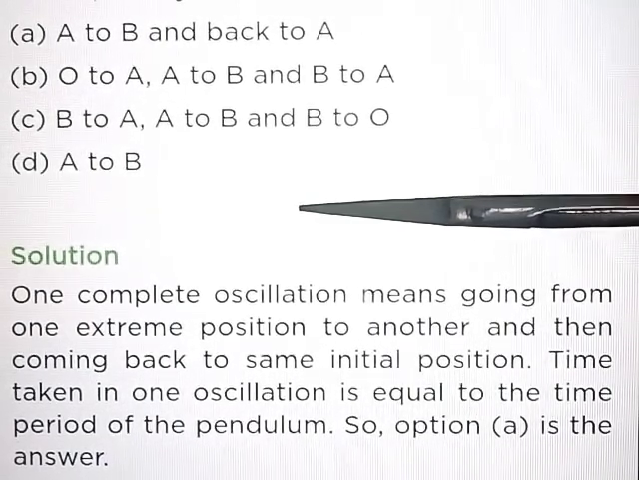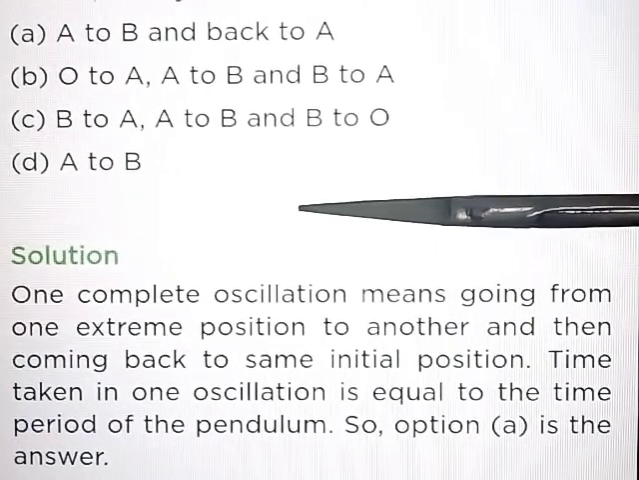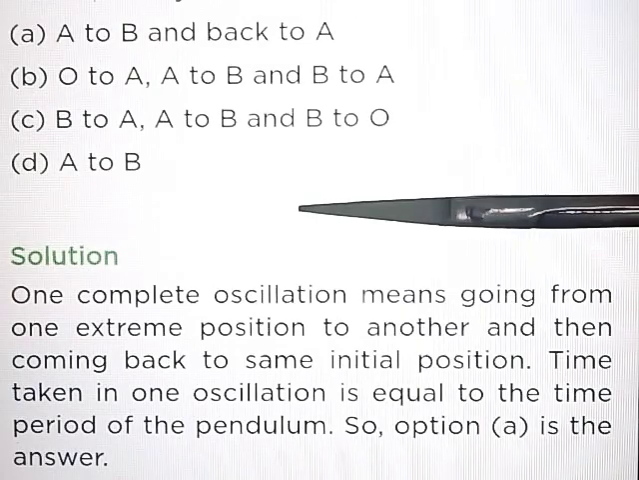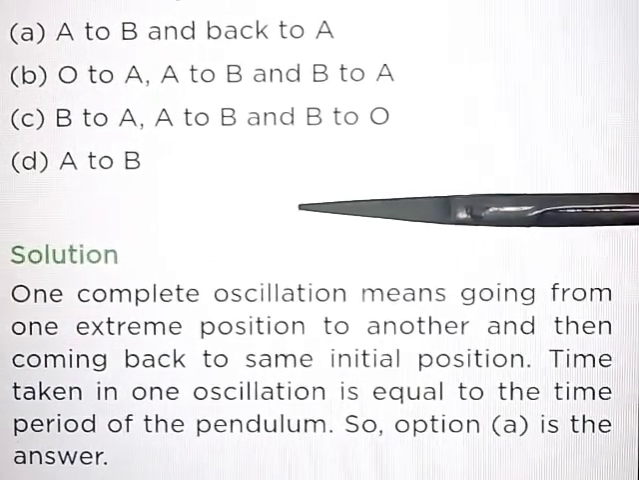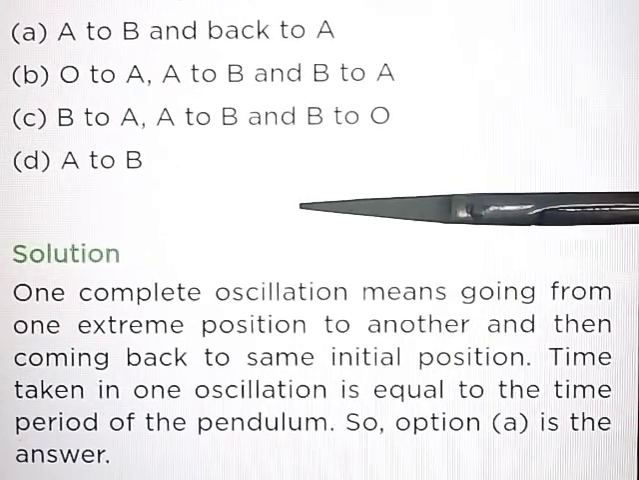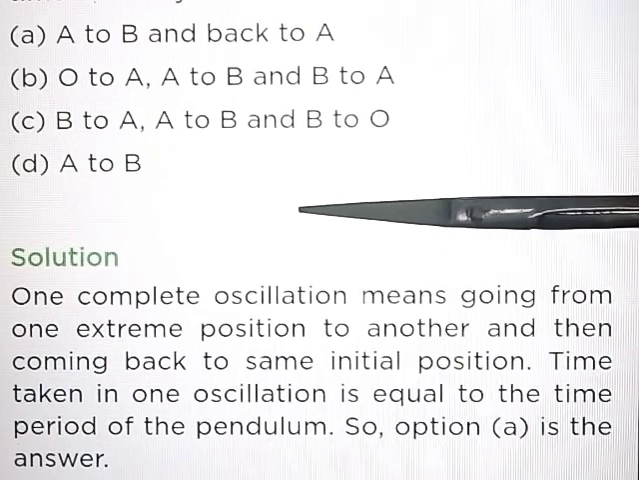Answer, one complete oscillation means going from one extreme position to another and then coming back to the same initial position. Time taken in one oscillation is equal to the time period of the pendulum. So option A is the answer.